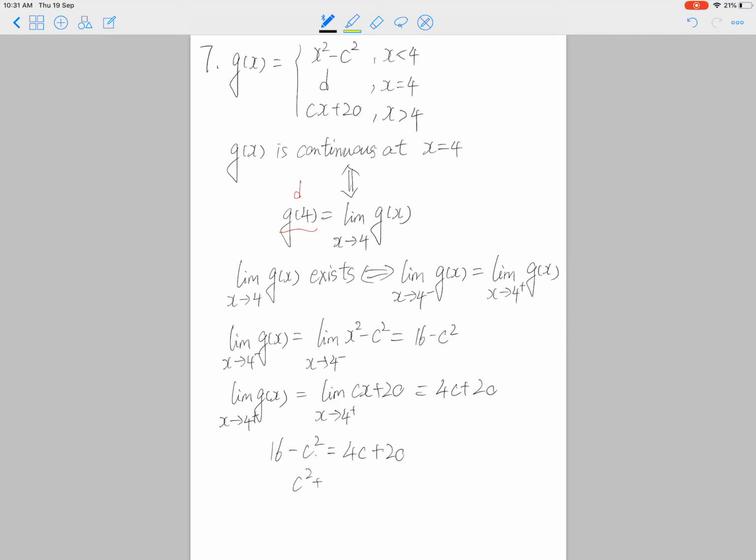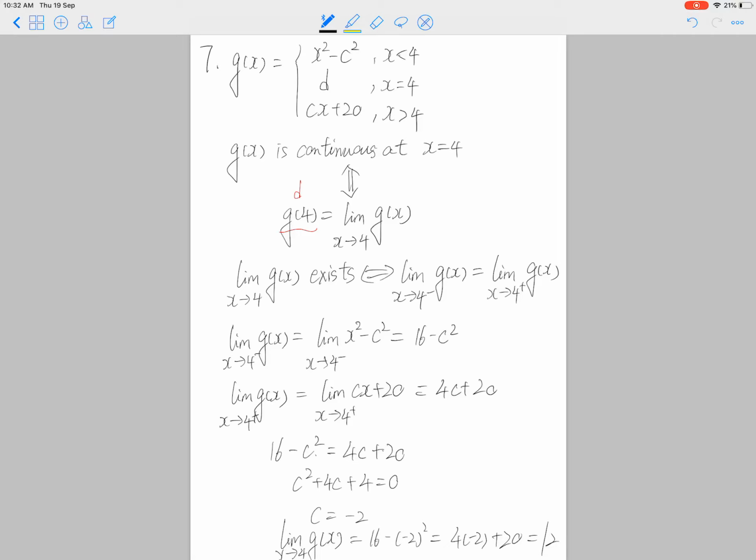Right? c squared plus 4c plus 4 is 0. So c is negative 2. Okay, what about d? So you have to calculate. If c is negative 2, then what is your limit? Your limit of g(x) is either 16 minus (negative 2) squared, or it is 4 times negative 2 plus 20. Both ways it will give you the answer 12. So the limit is 12.